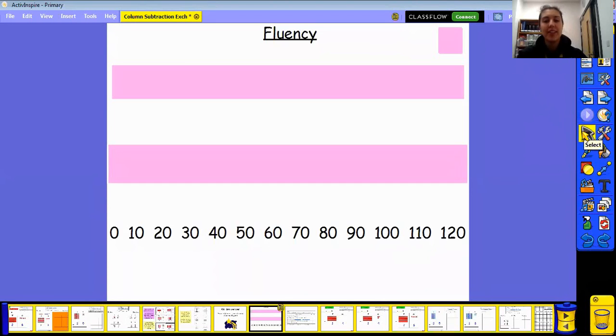Just like the others, we're going to start with some fluency, and this time we're going to be counting in our tens. So let's read the sequence from the beginning, starting with 0. 3, 2, 1, 0, 10, 20, 30, 40, 50, 60, 70, 80, 90, 100, 110, 120. Well done.